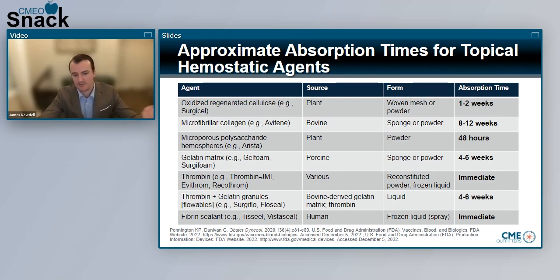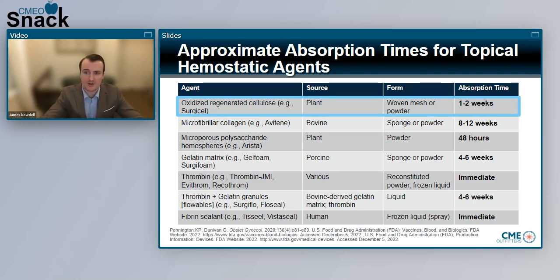Okay, so there are some downsides with the use of these products as well. And one of them is that they can stick around for a while. The longer it sticks around, you have the potential for infection or the potential to impact your post-operative imaging if you have to get it. So we think about Surgicel. Surgicel will absorb in about 1 to 2 weeks. When it absorbs, it can actually lead to drainage, which appears a little bit black. You have to understand that it's not necessarily an infection. It could be, but it's just the Surgicel absorbing and the body getting rid of it.